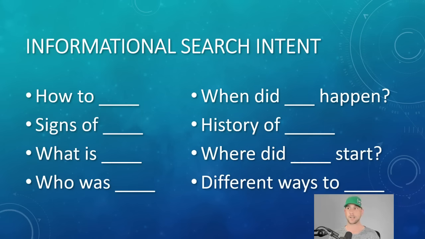The informational search intent, these are the highest end of your funnel, the very top of your funnel, that moment where you're able to obtain the awareness of a new visitor through a specific blog post or video that you have. So videos and posts that are about how to blank, signs of blank, what is blank? Who was blank? You notice we're pretty close to the who, what, where, why, how type thing, except not where, because that's the location one. When did blank happen? The history of blank, where did blank start, or different ways to boom, right? That last thing could be to solve a problem, to analyze something, etc.